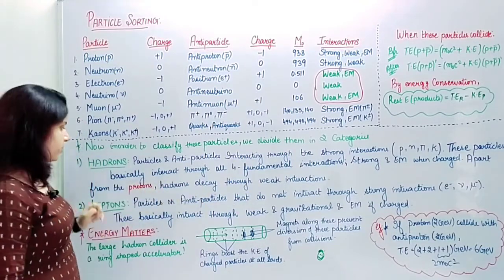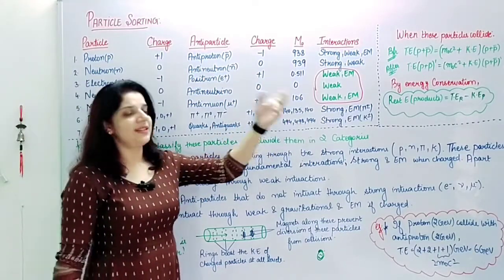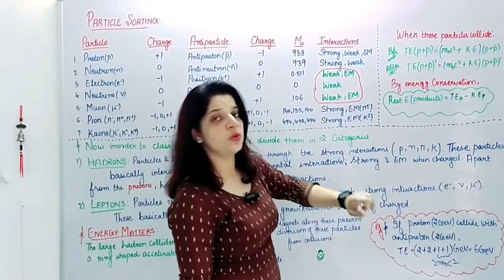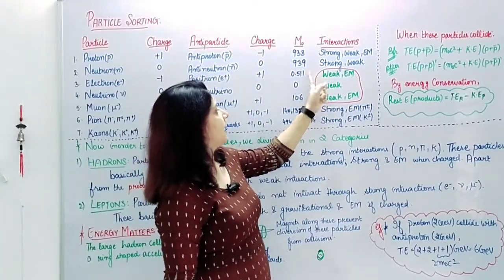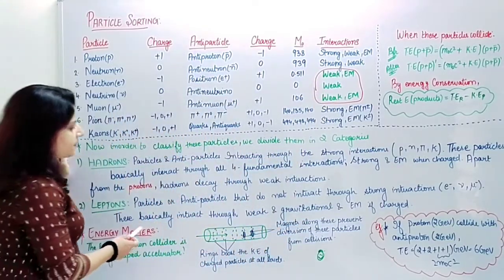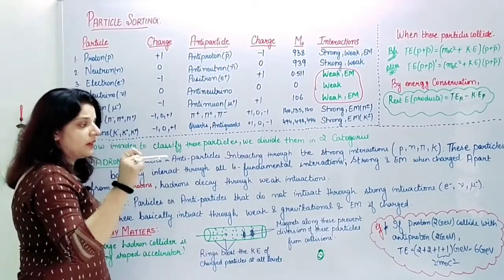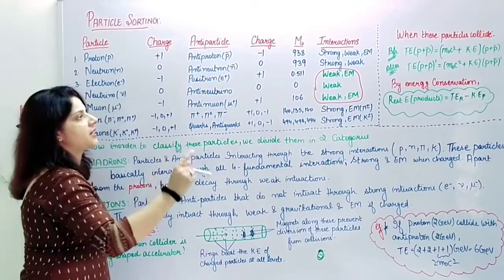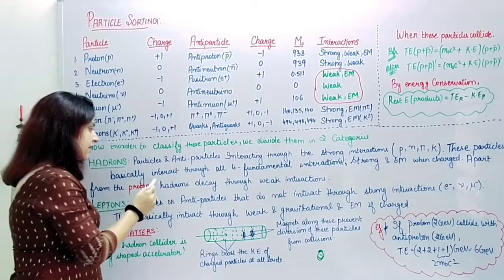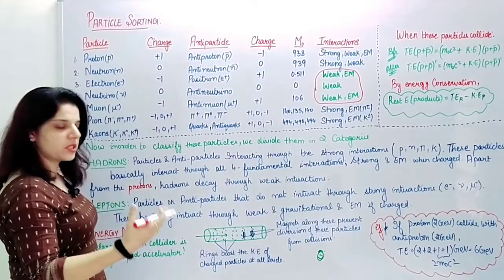This is one major point. Then the second category is my leptons, the green ones, where I'll say particles or antiparticles that do not interact through strong interactions. So it is electron, neutrino and muons. These basically interact through weak and gravitational, and electromagnetic if charged, that means electron and muon, right? So these are the two broad categories of these particles, which are hadrons and leptons.